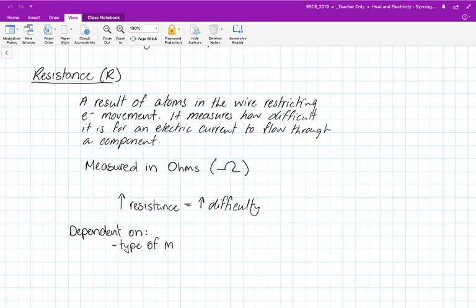The second thing it is dependent on is the length of your wire or your circuit. If you were to double the length of your wire, you are doubling the amount of obstacles or atoms that the electrons must pass through. So if you increase the length of your circuit, you will be increasing your resistance.